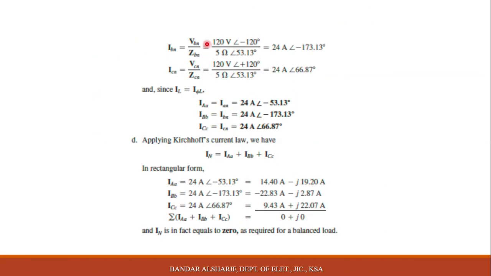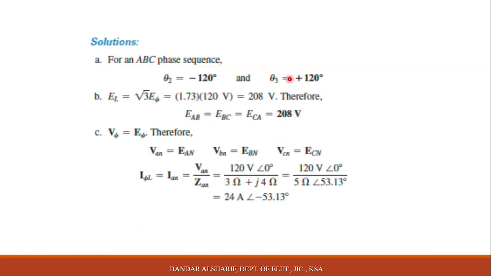You will do the same thing here, but for the voltage VBN, which is 120 with angle minus 120 degree, divided by the same impedance, nothing changes for the impedance. Okay, you will get the same magnitude for the current, but a different value in the angle. And for the last one, ICN, VCN divided by ZCN, you will get 24 ampere with angle 66.87.